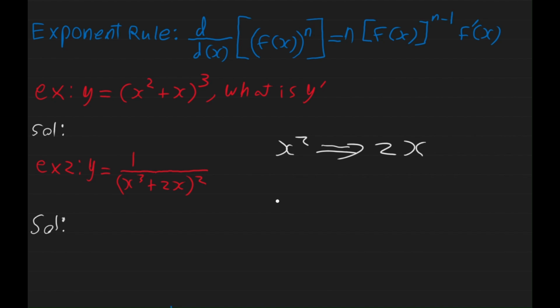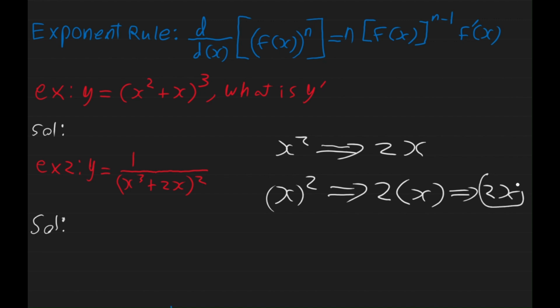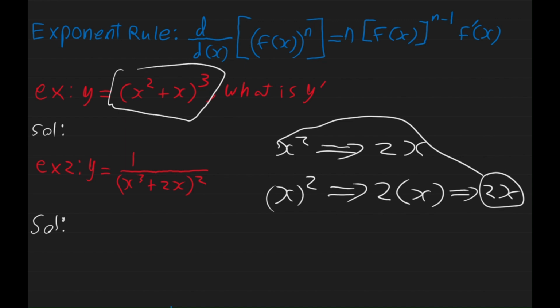Now if you look at it in this way, if you say (x) bracket power 2, and apply this rule, you can see it's 2, power 2 minus 1, which is 1, and the derivative of x is just 1, so it's just 2x, right? It's the same as this, but more broad, like this example, and we will solve it now. So let's delete this.